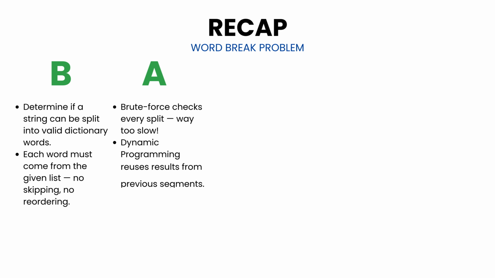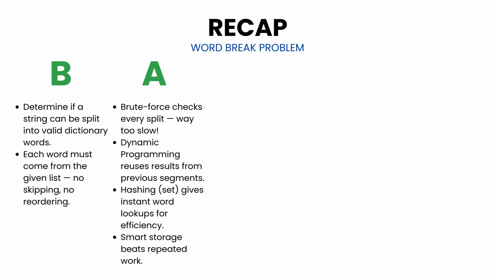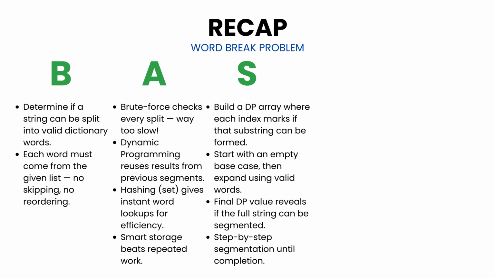Approach recap. We compared brute force and dynamic programming approaches. Brute force tries every possible split, exponential and inefficient. The DP method, on the other hand, reuses previously computed results to make smarter decisions, while hashing gives us instant dictionary lookups. Together, they form an elegant O(n)² solution. Structure recap. The plan was simple but powerful. We used a DP array where each index represents whether the substring up to that point can be segmented into valid words. Starting from an empty base case, we built our solution step by step, checking all possible word boundaries along the way.